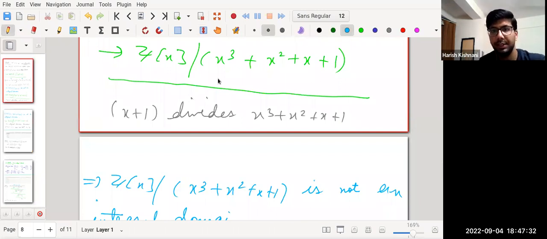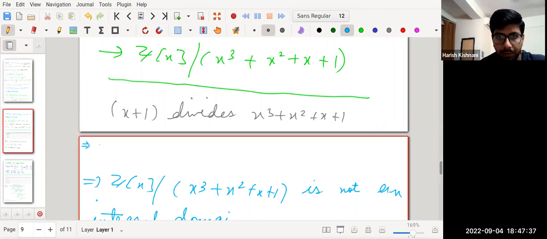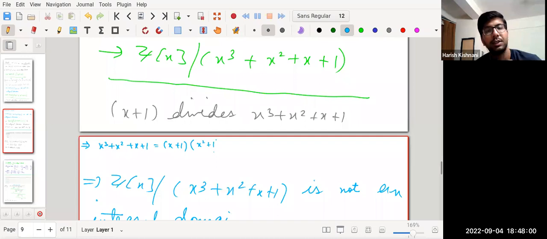How can we see it's not an integral domain? x cube plus x square plus x plus 1 is x plus 1 times x square plus 1, right? x cube plus x square plus x plus 1. Yeah.